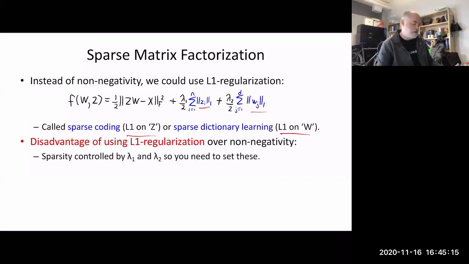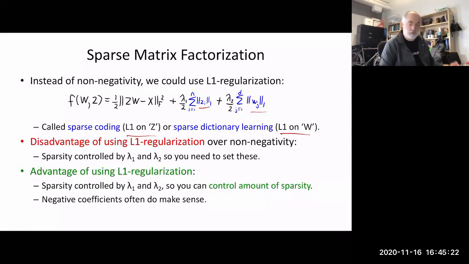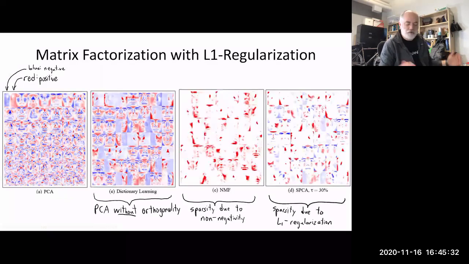W. There are some disadvantages of L1 regularization over non-negativity. There are also some advantages, which is that the sparsity is controlled by hyperparameters, so you can control the amount of sparsity. Sometimes negative coefficients, which this allows, do actually make sense. And what does it look like in practice? Here are the eigenfaces again, except where we've got blue are negative and red are positive. Here's the standard PCA basis. This is dictionary learning, which is just PCA without the orthogonality constraint. This is non-negative matrix factorization, and this is sparsity due to L1 regularization.